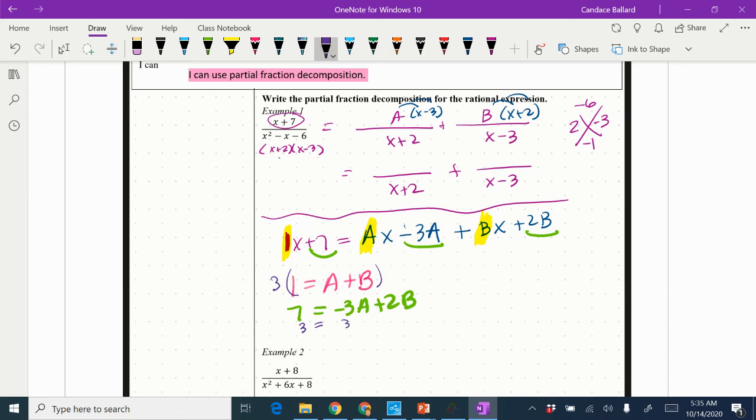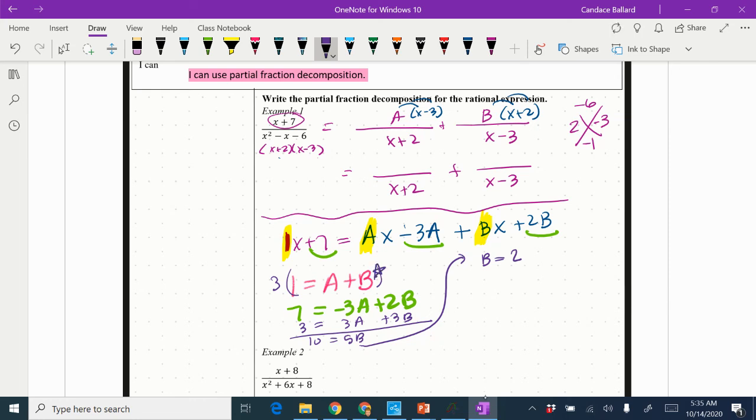So 3 equals 3a plus 3b. I'm going to add that up. So I get 10 equals, these cancel like we planned, 5b. So b is equal to 2 when I divide by 5. So I know that b is equal to 2.